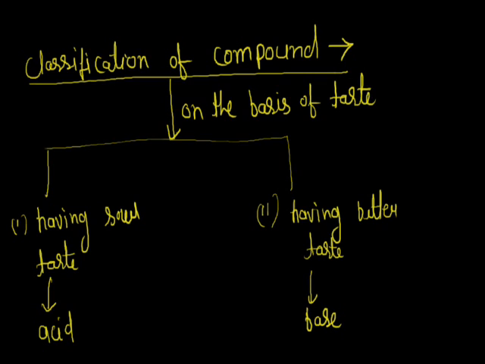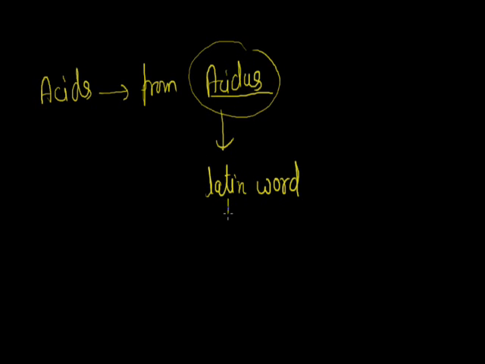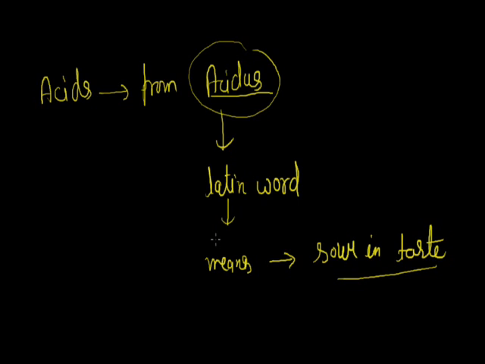Now the next question is why we call the compounds which are sour in taste acids. The word acid comes from acidus. This word acidus is a Latin word, derived from the Latin language, and in Latin acidus means sour in taste. Therefore, we call those compounds which are sour in taste acids.